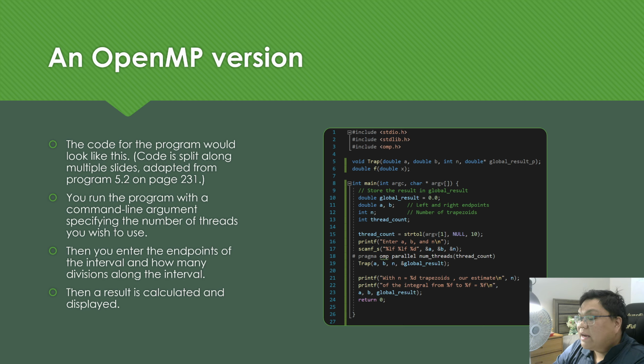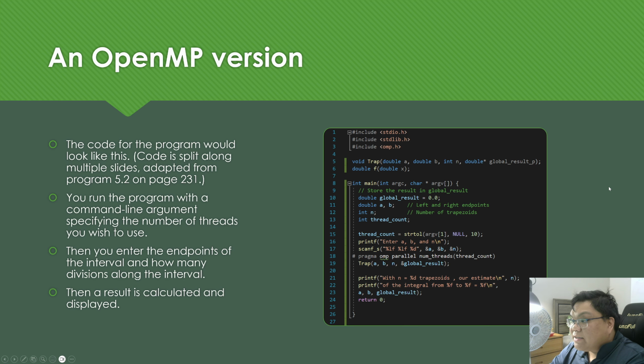Once the program has that information, it's going to call the trap function, passing in A, B, and N, and an address to the global result. And all that is going to be part of a parallel section, hence this pragma directive here: pragma omp parallel num_threads(thread_count). And once that is done, the program is going to print out, with n equals %d trapezoids, our estimate of the integral from %f to %f equals %f.